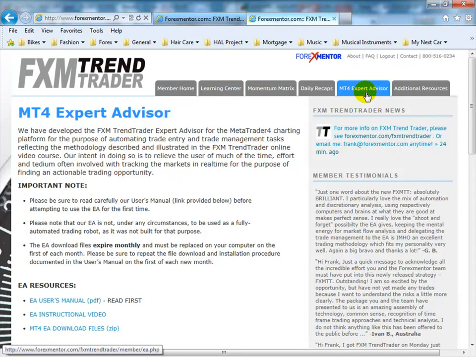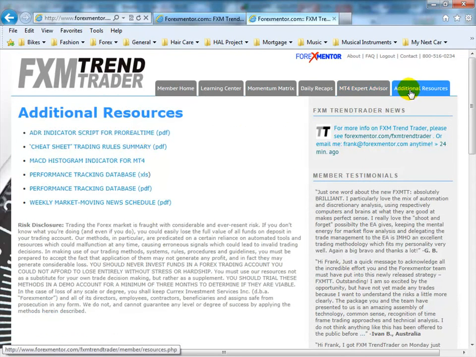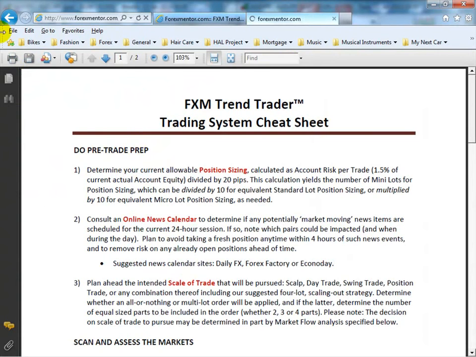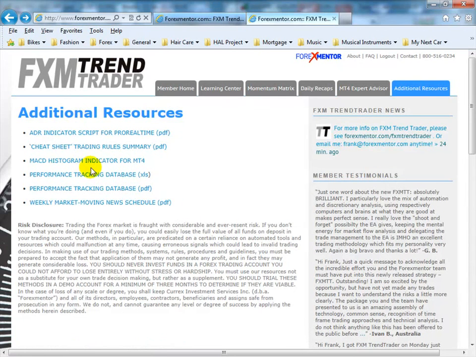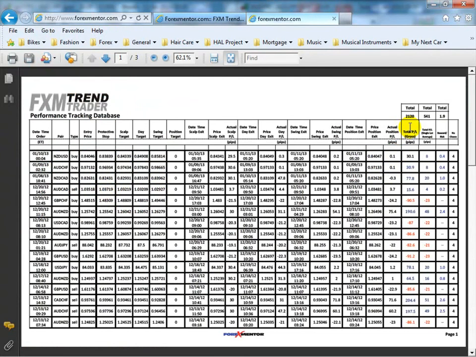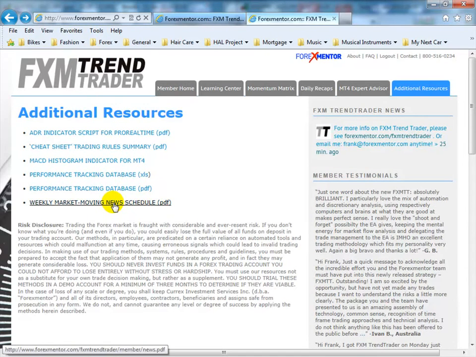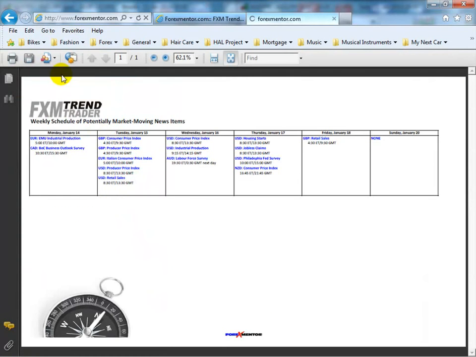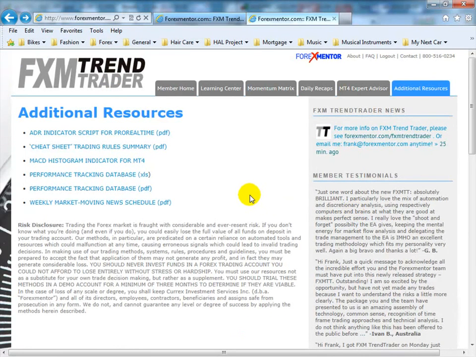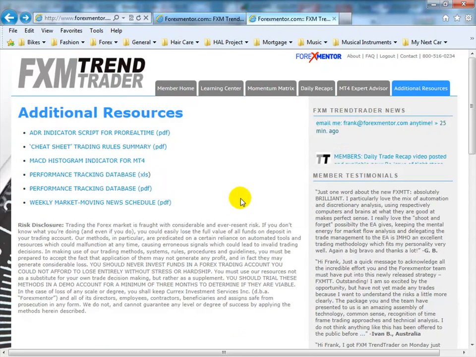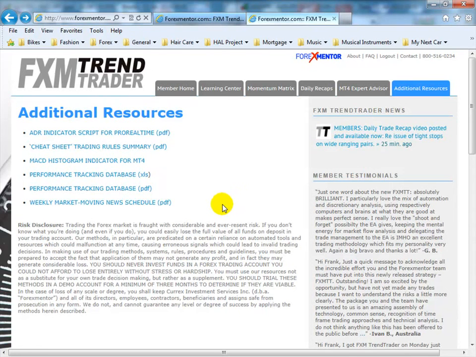Then we have a tab for our MT4 EA tool and additional resources, which includes a typewritten trading system cheat sheet, trading rule summary, some indicators that you can download, a performance tracking database, which is prepared by one of our members, George Pitcher. He's scored net 2,120 pips on a 4-lot basis since we launched in November. And also a weekly market moving news schedule that we've prepared for you, which saves you the tedium of having to use other online resources and sift your way through the myriad listings. We only list potentially market moving news.